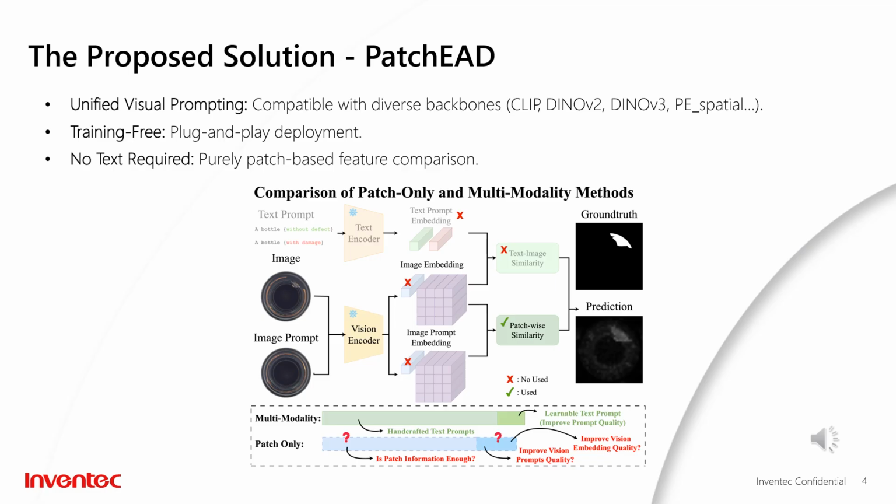In contrast, look at the bottom section, our PatchEAD approach. We discard the text branch entirely. We ask, is patch information enough? Our method relies solely on the vision encoder. We extract patch embeddings from the image and perform a direct patch-wise similarity comparison against a reference. This removes the ambiguity of language and focuses purely on visual deviations, making the pipeline cleaner and more precise.